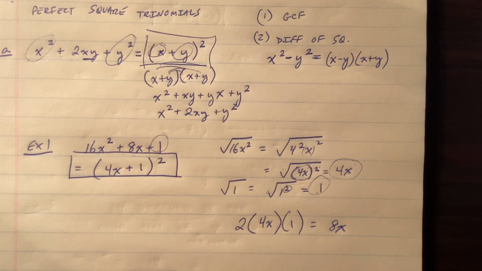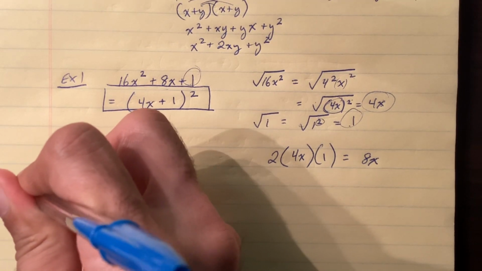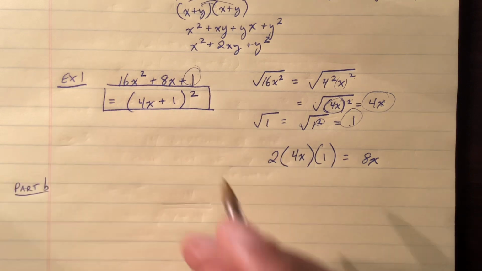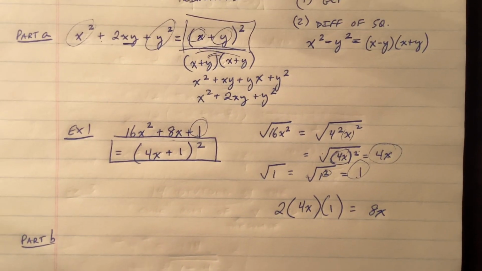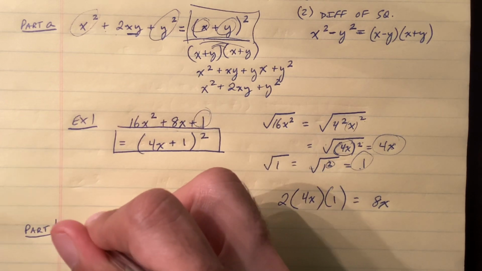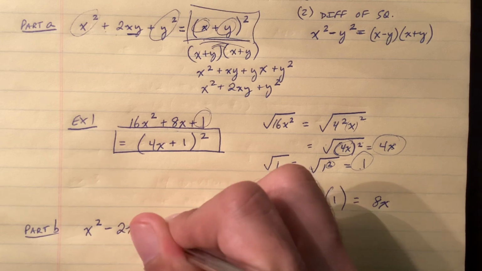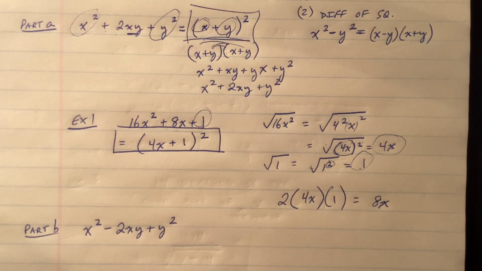All right. Let's take a look at another example. And this is actually going to be the perfect square trinomials part B. And it's just one slight difference between this form. It's going to look like this. X squared minus 2 times xy plus y to the second power.